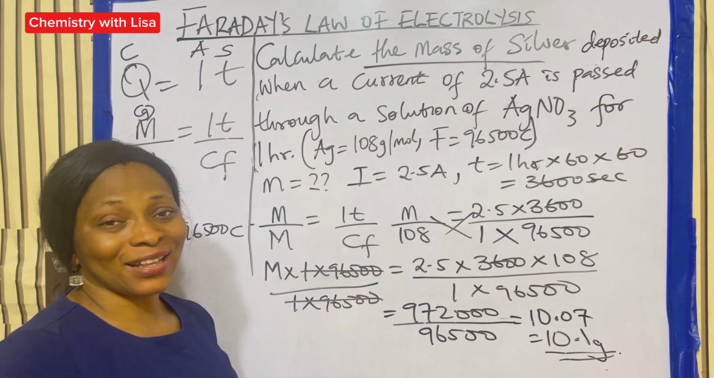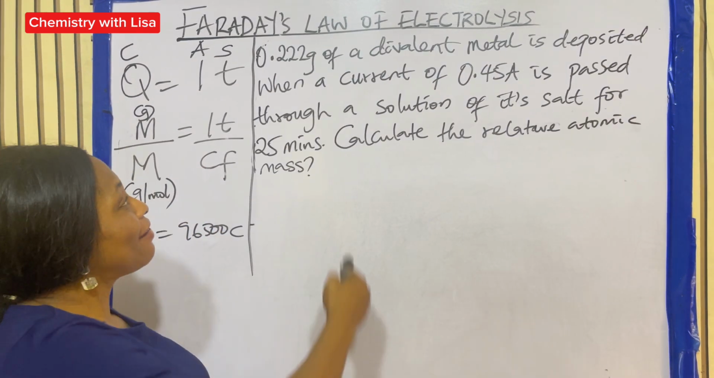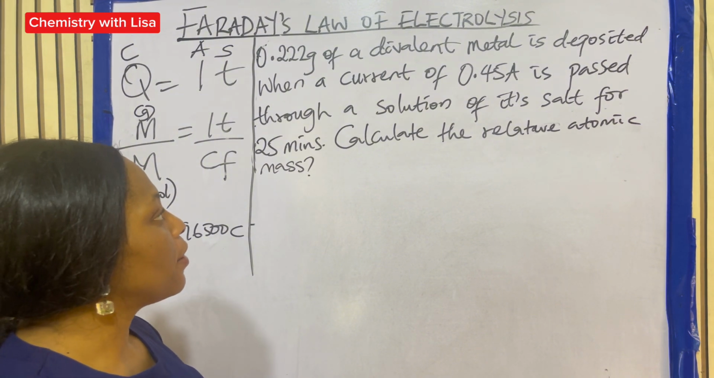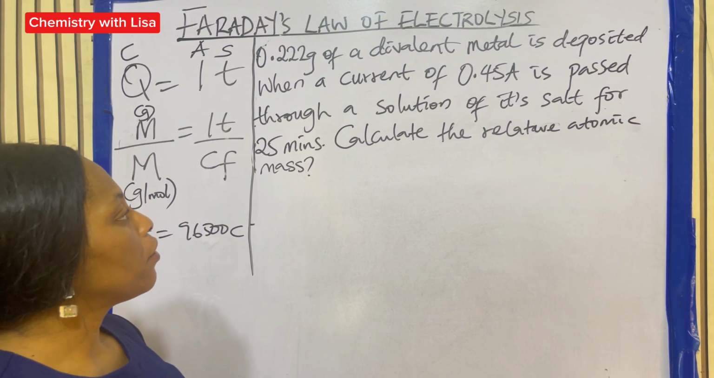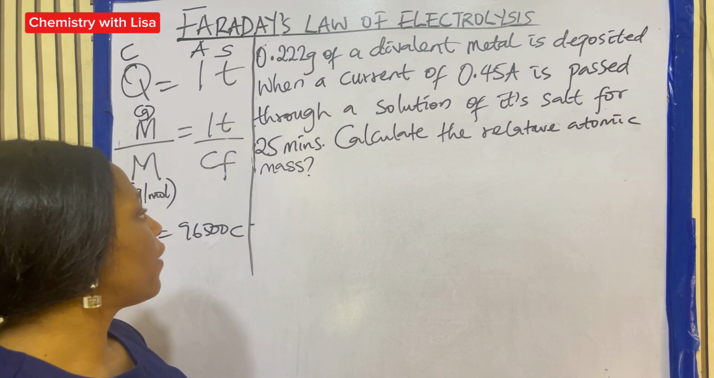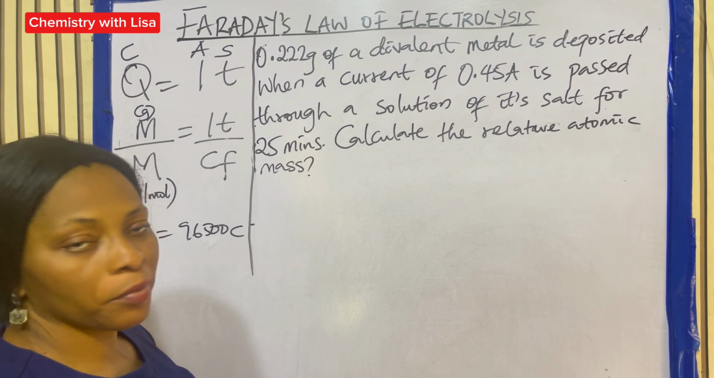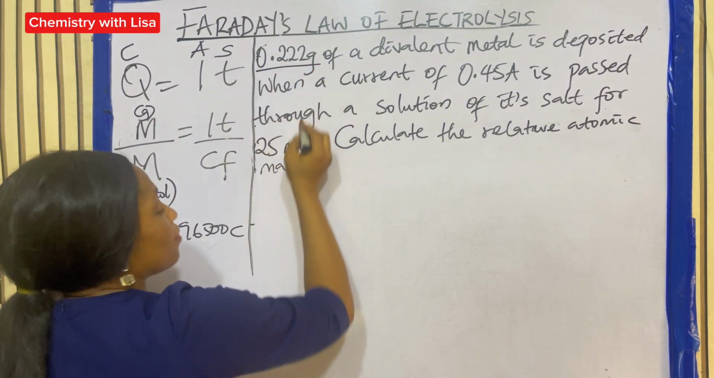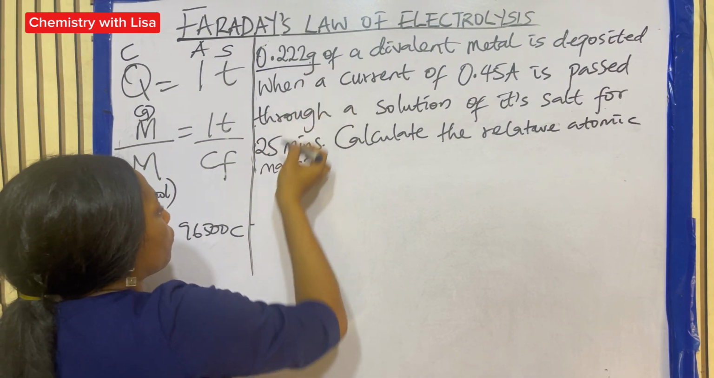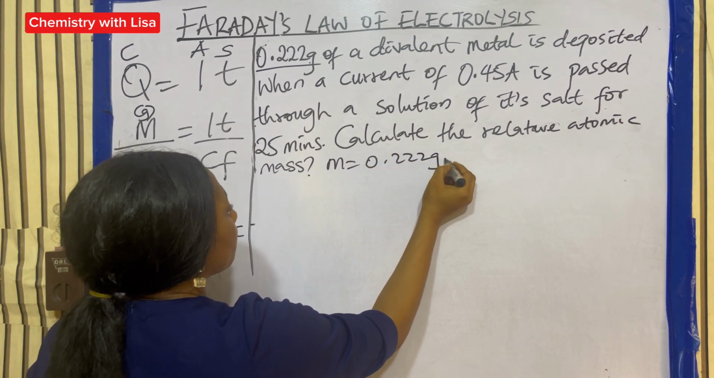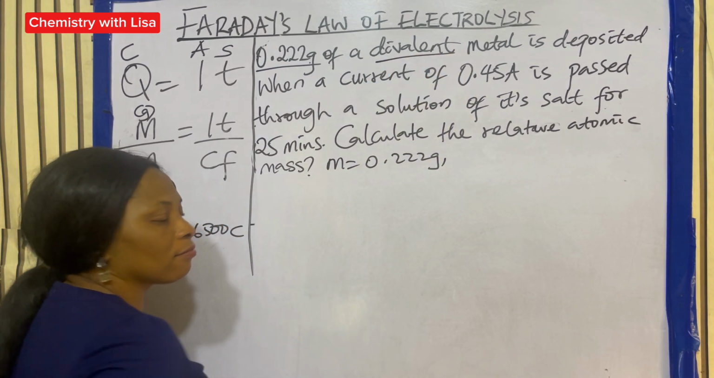Okay, let's look at another question. 0.22 gram of a divalent metal is deposited when a current of 0.45 ampere is passed through a solution of its salt for 25 minutes. Calculate the relative atomic mass. So let's write out our parameters. What is this? Mass, because it is in gram. So mass is 0.22 gram.